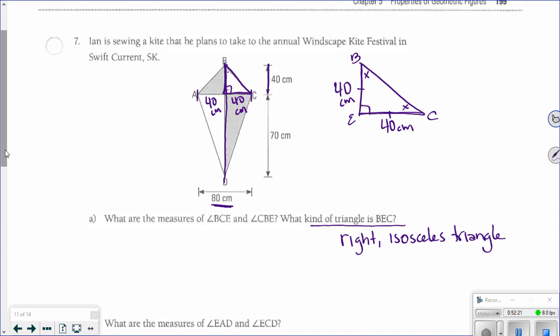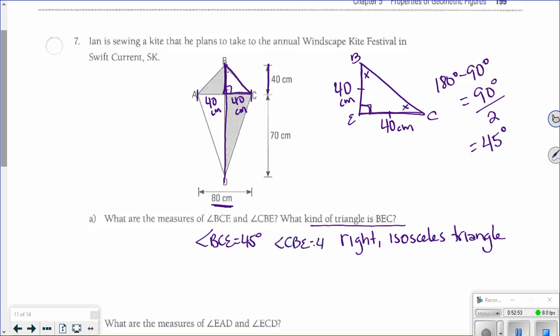So I know I've got 180 degrees minus the 90 degrees, because this is a right triangle and I know the one side is 90, leaves 90 degrees. And because it's an isosceles triangle, each of those angles are exactly the same size, so I divide my 90 by 2. It's going to be 45 degrees. So angle BCE equals 45 degrees. Angle CBE also equals 45 degrees.